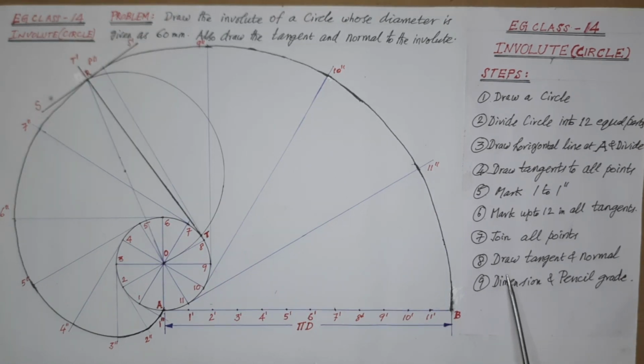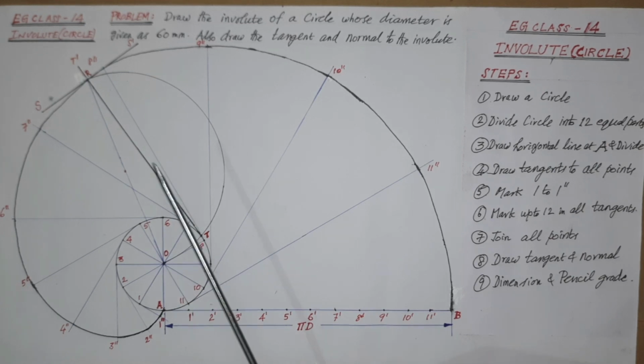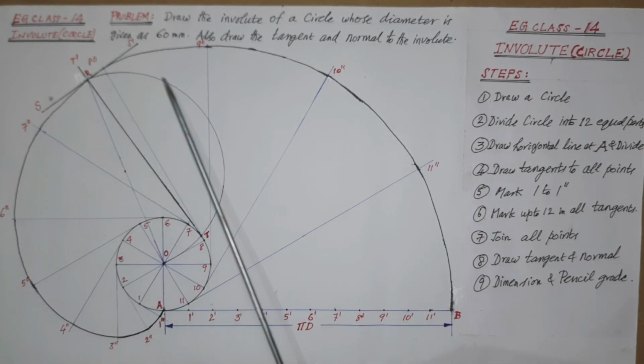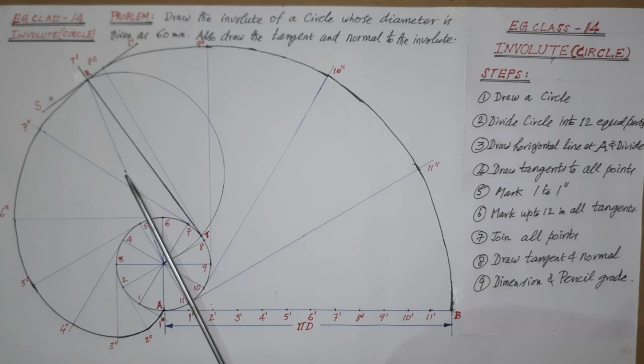Now, as per step 8, draw tangent and normal. To draw tangent and normal, select any point R on the involute line as shown. Join this point with the circle center point O, and using 50% of the length of this line as radius, draw a semicircle from the midpoint of the line as shown. This cuts the 60 mm diameter circle at a point, mark it as T.